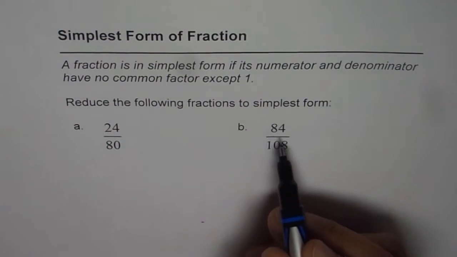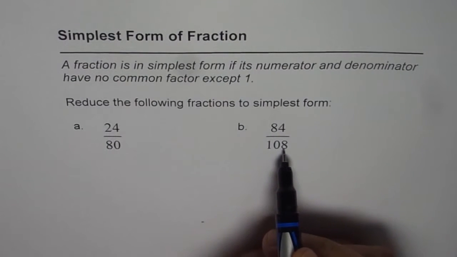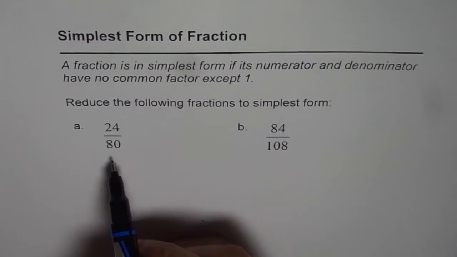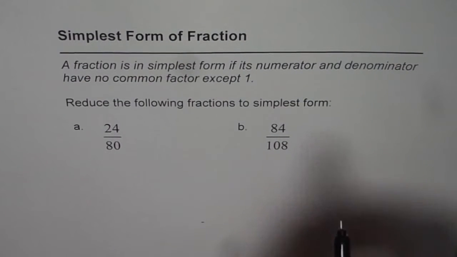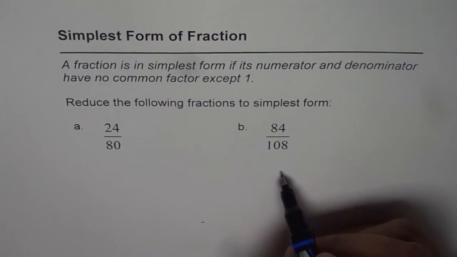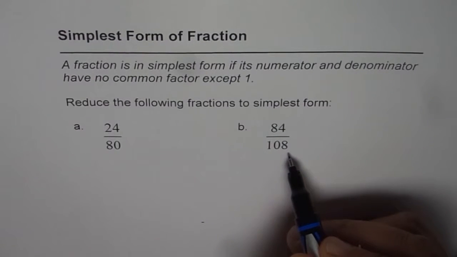So I'll do part B, which is 84 divided by 108, and then you practice with part A, which is 24 divided by 80. Now, steps involved are to first find the common factors so that we can divide both numerator and denominator by their common factors. Once we divide by all common factors, it will be reduced to the simplest form where only 1 will be the common factor, and that will be the lowest term. At times we also call it lowest term. The simplest form is also called lowest terms.